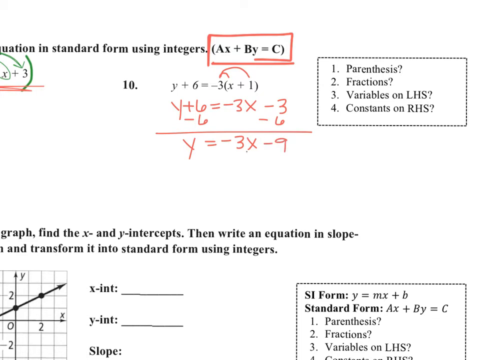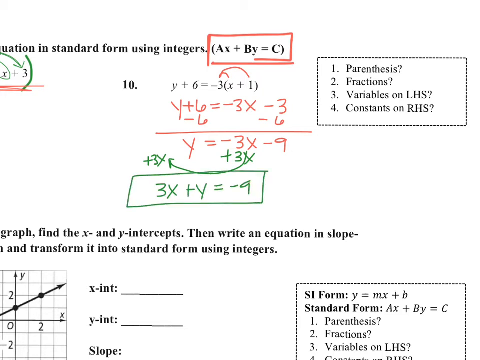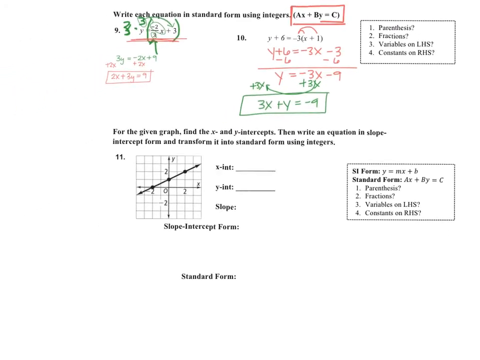One more step. Now we want to get this guy over here. So we're going to add 3x and add 3x. So you have 3x plus y equals negative 9. Okay. All right.